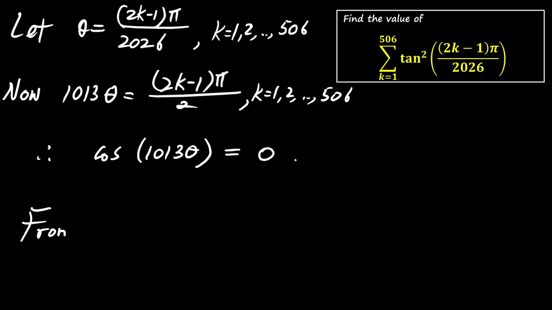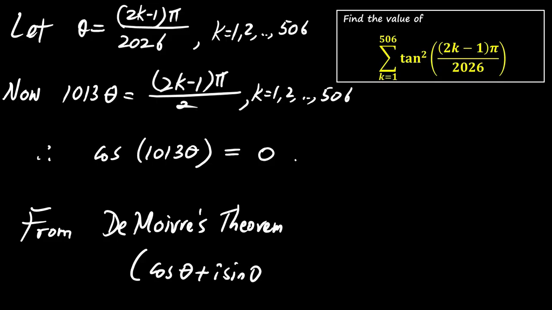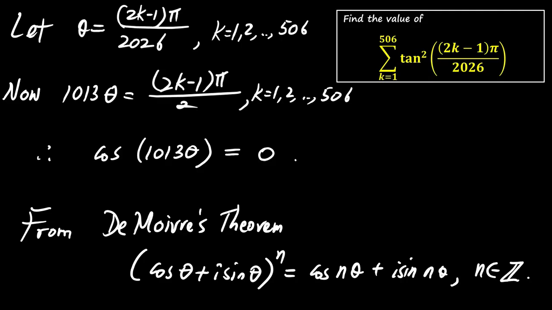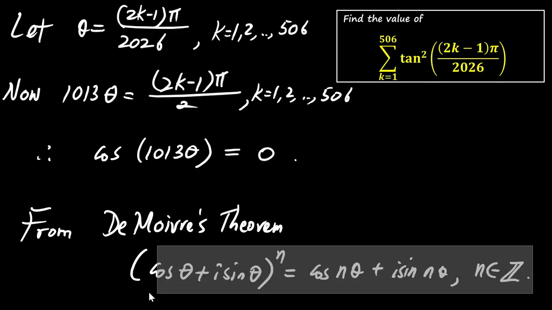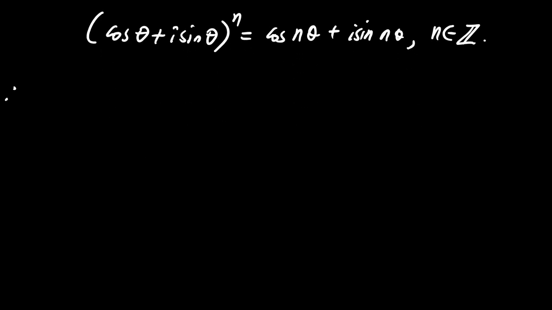Now, using de Moivre's theorem, which states that cosine theta plus i times sine theta, raised to the power n, equals cosine of n theta plus i times sine of n theta, where n is an integer, we can proceed to expand and simplify our sum. Next, we expand the expression for cosine of 1013 theta using the binomial theorem.